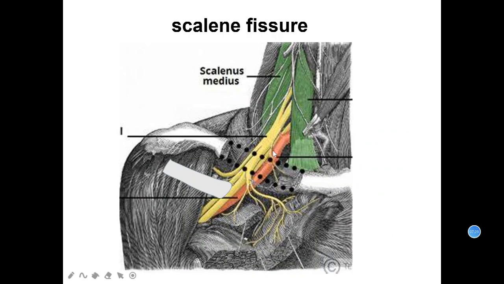The scalene fissure is here. The green muscles are the scalenus anterior, the scalenus medius, then the first rib here. So between these 3 structures, there's a fissure, the scalene fissure. Inside the scalene fissure are 2 structures, the brachial plexus and the subclavian artery. There is a syndrome here. If this syndrome happens here, it will press these 2 structures.